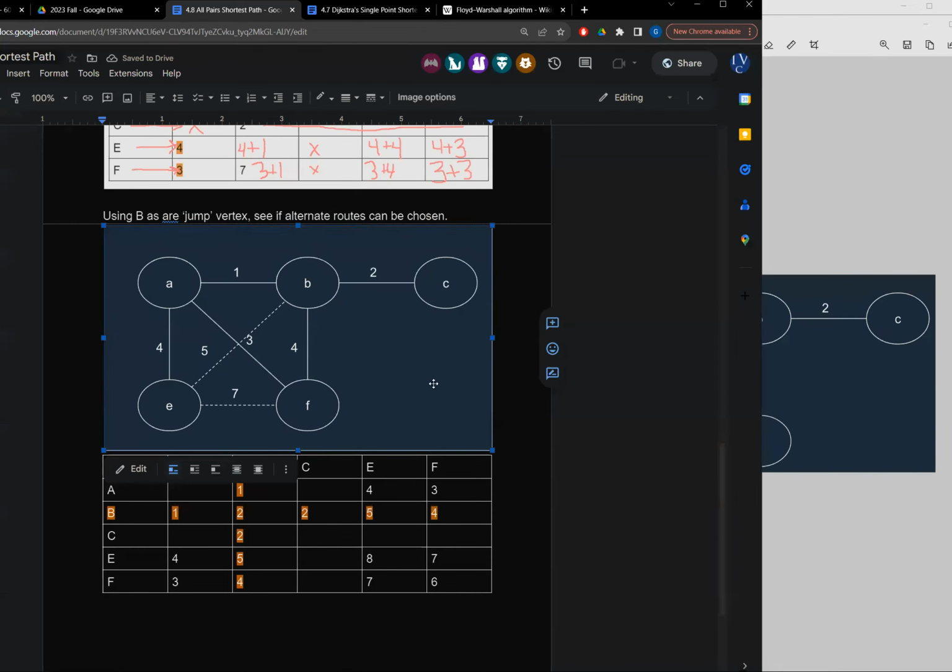I'm not going to bother with the loops. All right, so we have loops coming back to ourselves on the diagonal. A looping back for 2. It's that information that's going to be useful as the algorithm progresses.